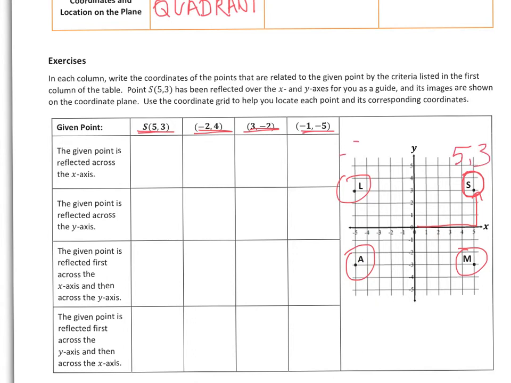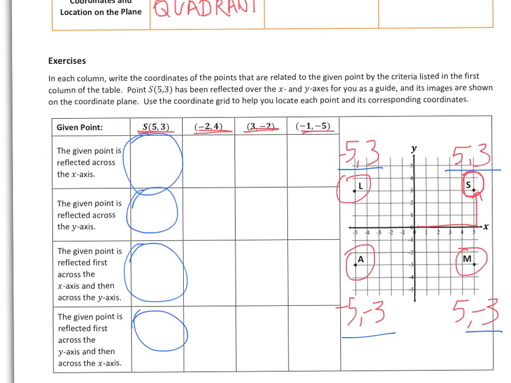This guy over here, negative 5, 3. A down here, negative 5, negative 3. And M is going to be 5, negative 3. All 4 points have the same digits, but they all have different values. So fill that in. I gave you the coordinates here. So you guys go ahead and fill them in here. And then I want you to practice on these 3. Go ahead and graph those coordinates and then graph all of their friends.